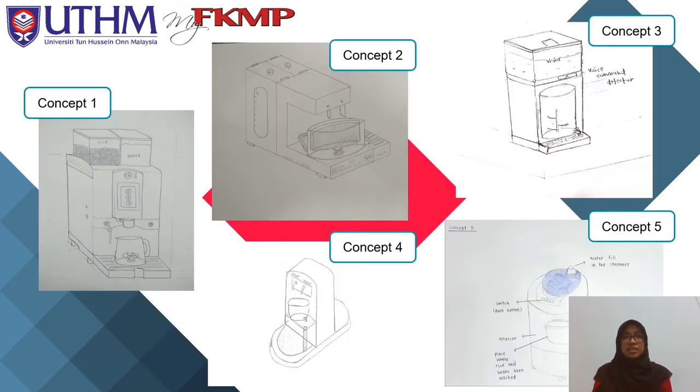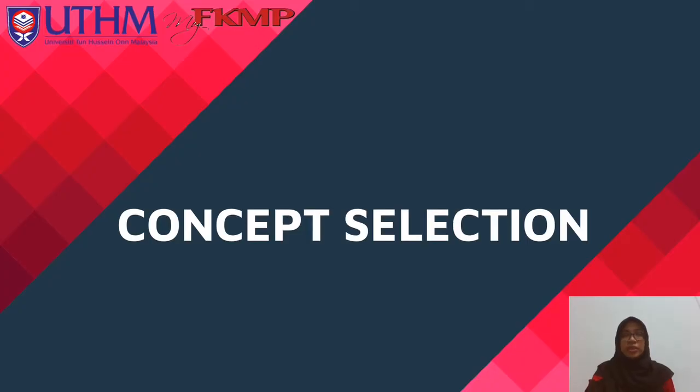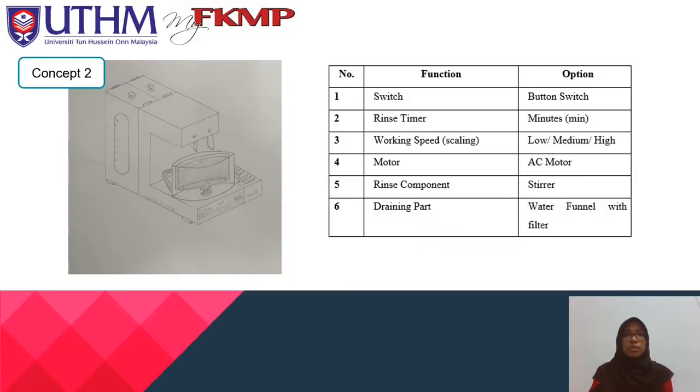From the table, 5 concepts are generated, and this is the initial sketching for each of the components. After further discussion, we agreed to choose concept 2 to be implemented in our product, with the elements of a switch button, minutes, speed level, an AC motor, a stirrer to stir the water, and a water funnel with filter to eliminate the milky water.